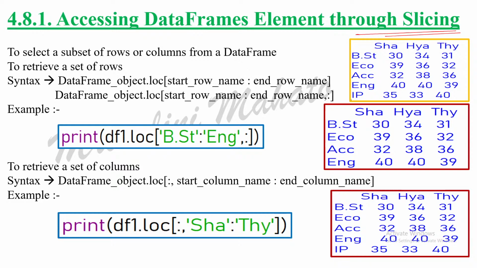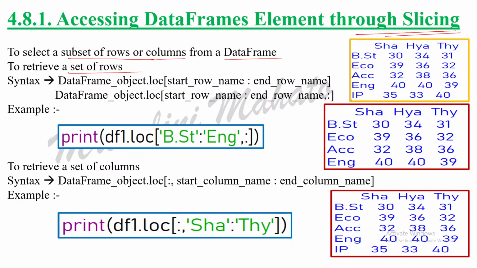So how will you access the data frame elements through slicing? First, to select a subset of rows or columns. If you want to select a part of the rows or columns from a data frame, that means you want to retrieve, to fetch, a part of the rows of the data frame or part of the columns, a subset or set of rows.